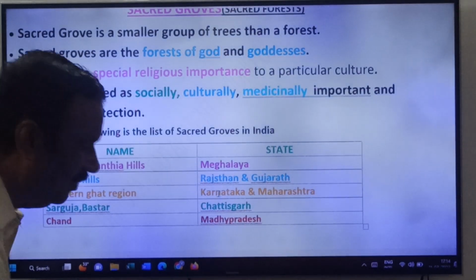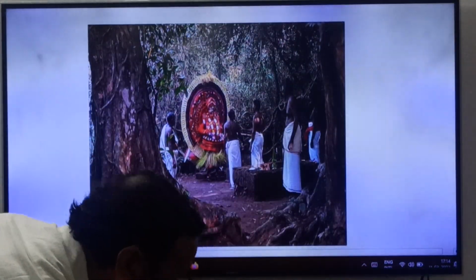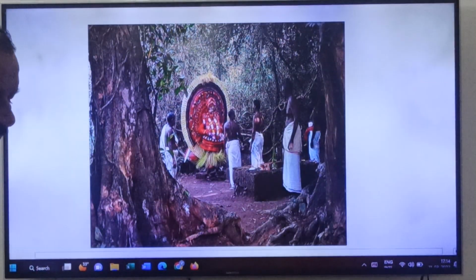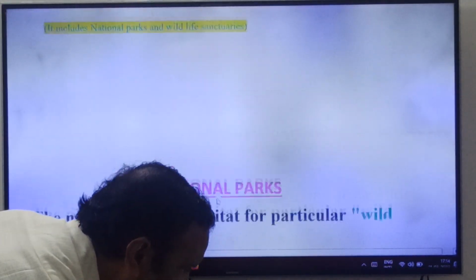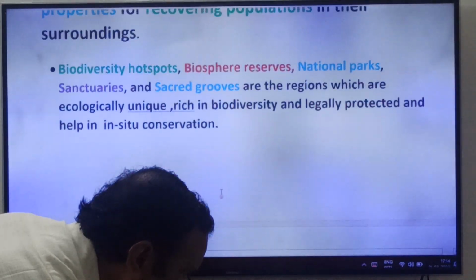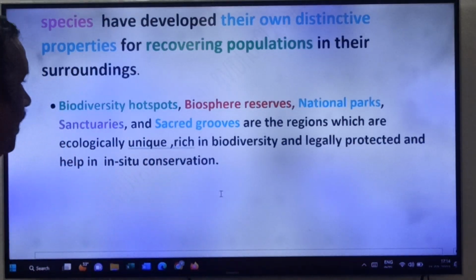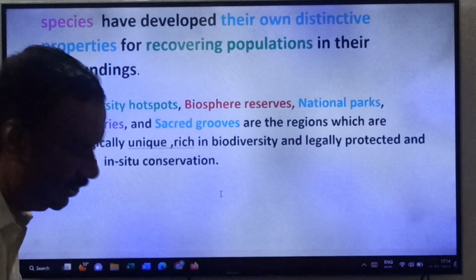Okay friends, this is about what friends? Sacred groves. In situ conservation. Friends, in situ conservation. Here you have to remember 5 things, friends. What are they? Biodiversity hotspots, biosphere reserves, national parks, sanctuaries and sacred groves.